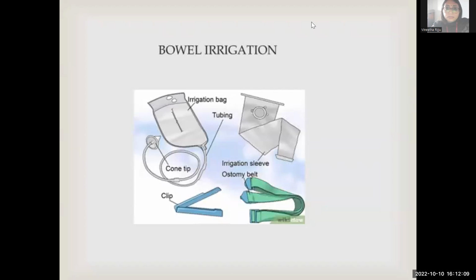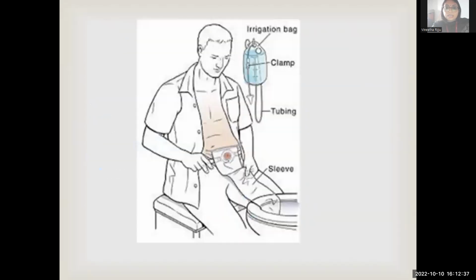Okay, so these are the different things that we use for bowel irrigation. You have an irrigation bag, and a tube connected to it with the tip being a cone tip. That cone tip is inserted into the opening of the colostomy. And then you also have an irrigation sleeve into which the flushed contents are going to fall. Okay, so this is how it looks.